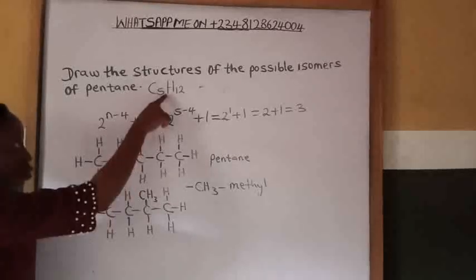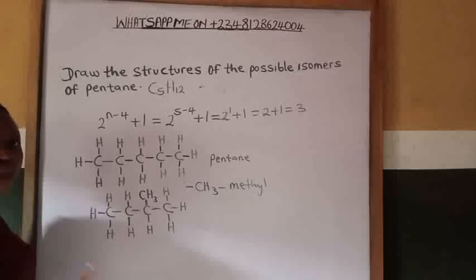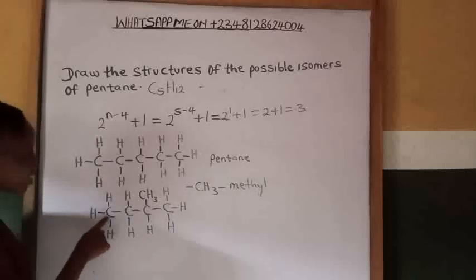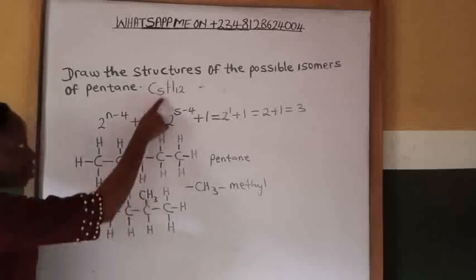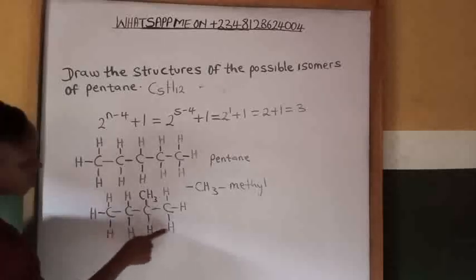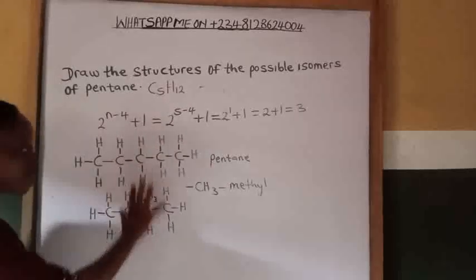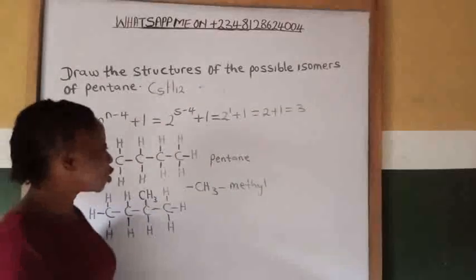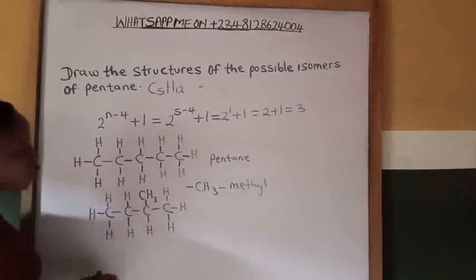So let's check the next isomer. Do they have the same molecular formula? Because they must have the same molecular formula but different structural formulae. So let's count the number of carbon atoms. 1, 2, 3, 4, 5. C5. How many hydrogen atoms? 1, 2, 3, 4, 5, 6, 7, 8, 9. So 9 plus 3 will give us 12. So they have the same molecular formula but different structure. So let's name the structure of this second isomer.